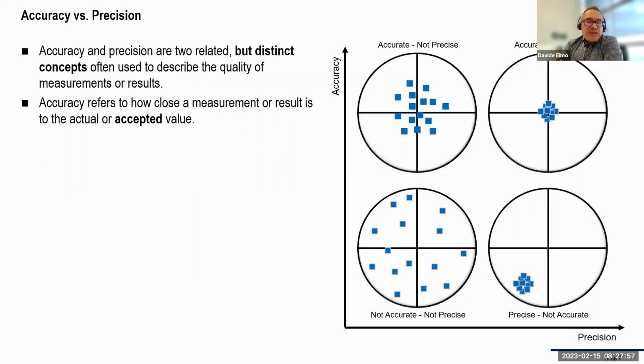So let's look at this problem of accuracy versus precision in a more technical manner. Accuracy and precision are two related but distinct concepts that are often used to describe the quality of measurements or results. And notice that we talk about measurements, not qualitative assessments here. Accuracy refers to how close a measurement or result is to the accepted value. For example, if a measurement is said to be accurate, it means that it's close to the true value of the quantity being measured.